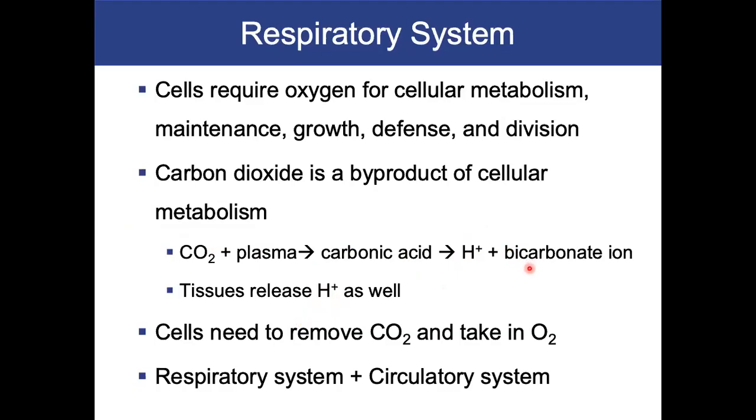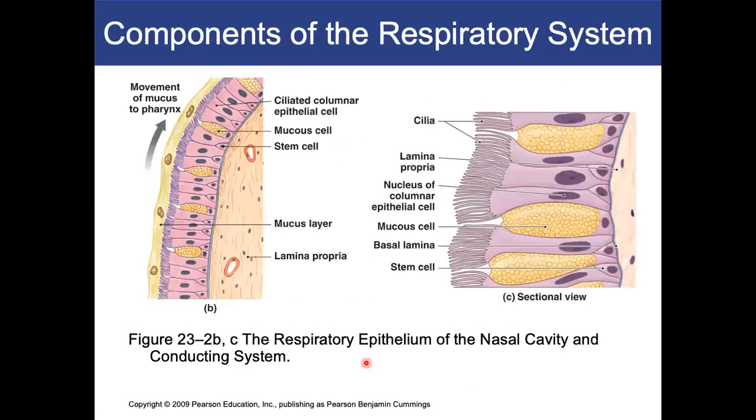We'll get into it a little bit more, but keep in mind that bicarbonate ion is a buffer, right? And so the goal of a buffer is to grab protons and maintain the pH of the plasma. So the respiratory system and the circulatory system work in concert to regulate pH of blood with the kidneys and to get oxygen to the tissues and CO2 out.